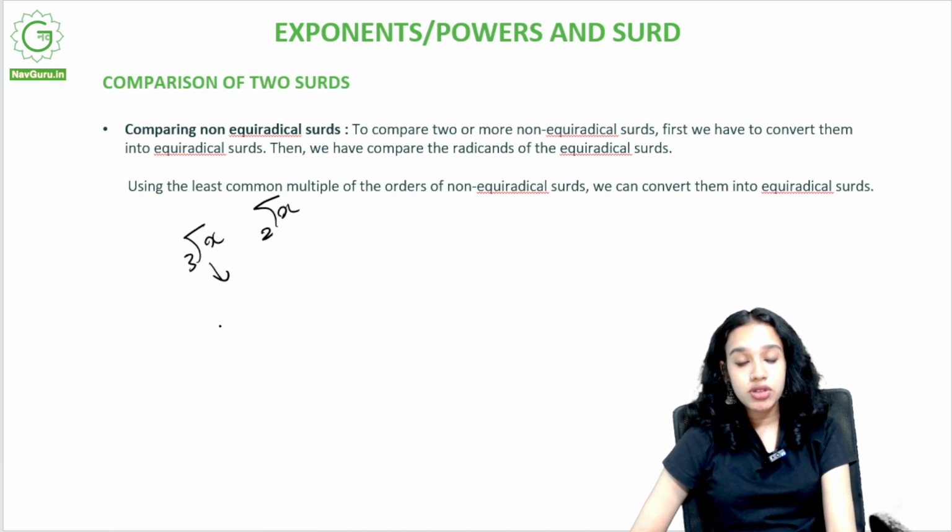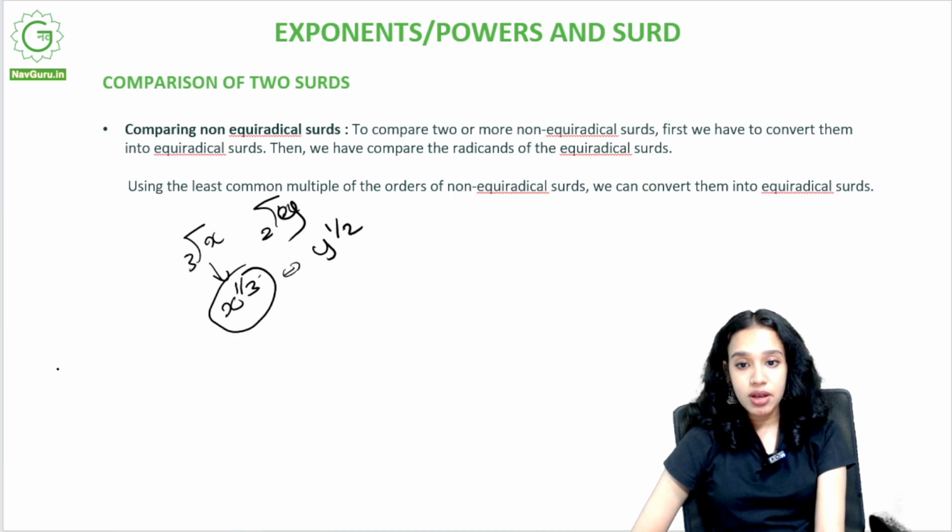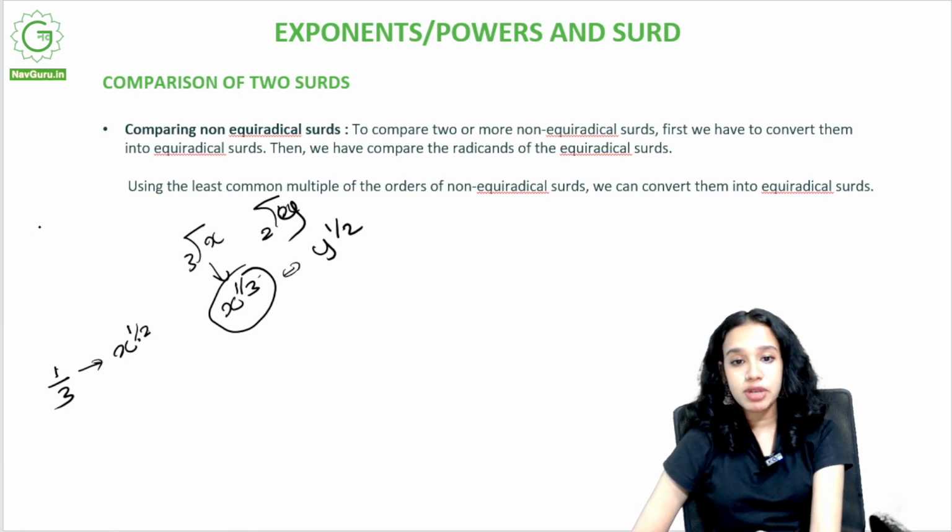So what is the cube root of this number? Let's say this is x raised to 1 by 3, right? Now what is the square root of this number? y raised to 1 by 2, right? We have 1 by 3 and 1 by 2.